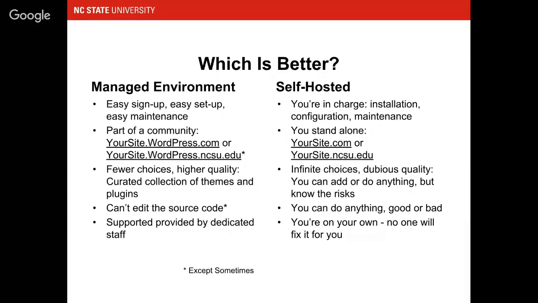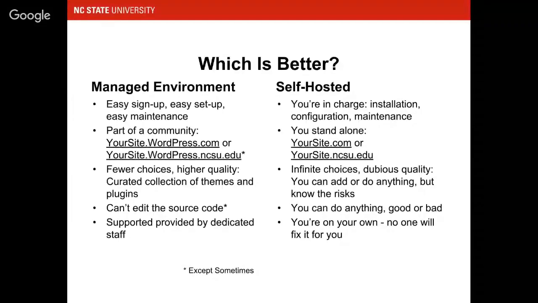And so with that in mind, when you're in a managed environment, somebody is sort of controlling what's available, maybe limiting some of your options, but making sure that the options that you have are of a higher quality. And so again, an example of that is the wordpress.ncsu.edu service or the wordpress.com service off campus. It also limits you. You can't edit the source code directly, except sometimes, and there are some special situations with that. And you have somebody who's responsible for the environment who is providing support for you.